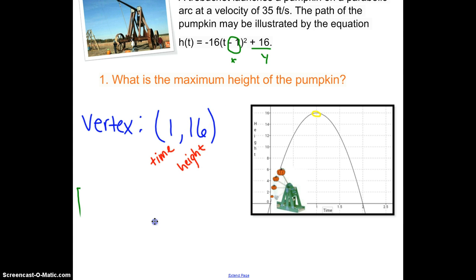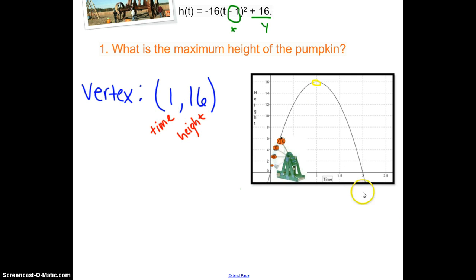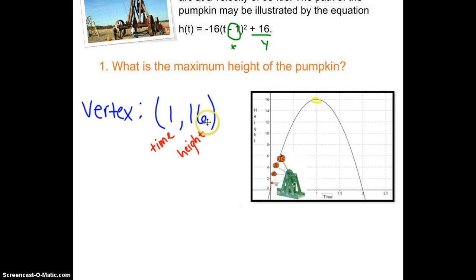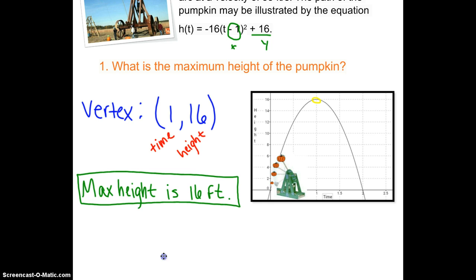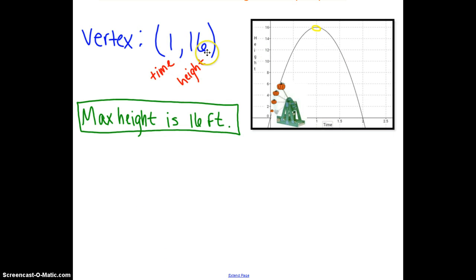Also, it's important to remember that with what we're talking about, the x value represents time. So after 1 second, the pumpkin is 16 feet, I believe we talked about, yeah, feet in the air. So to answer what's the maximum height, based on the vertex, the height being 16 feet, the max height of the path of our pumpkin is 16 feet.